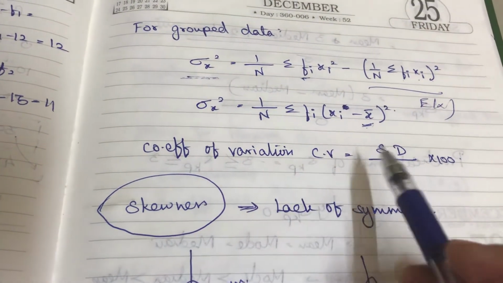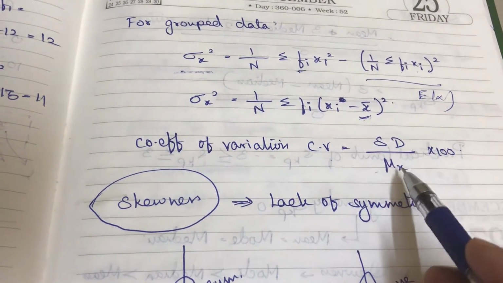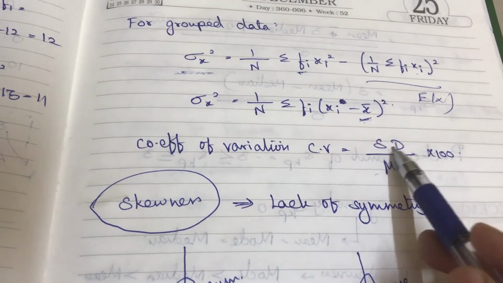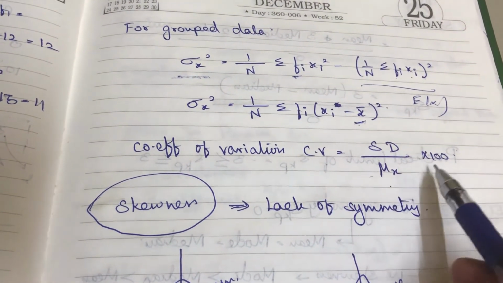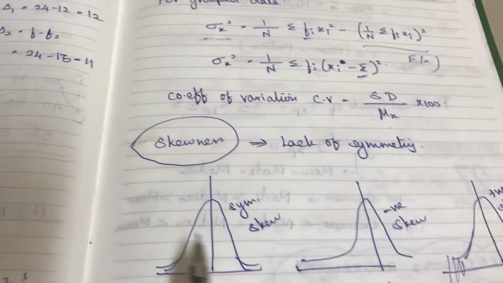Coefficient of variation means standard deviation sigma by mean. Standard deviation by mean into 100, we will get the coefficient of variation.